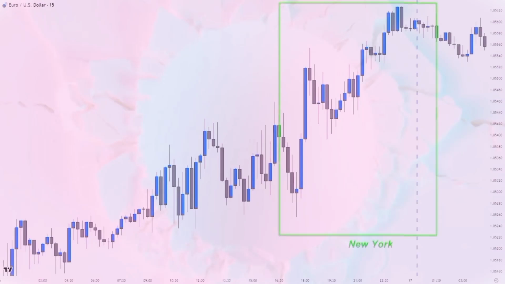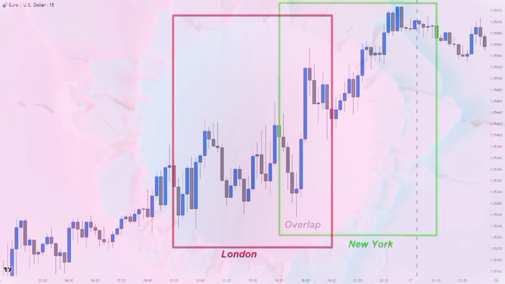The New York session is one of the most liquid trading sessions in the industry. The New York and London overlap is considered the most liquid period of the day, where the biggest moves happen in the forex market. Therefore, it interests many people to trade during this time because we witness the market movements. We're breaking down the New York trading session.